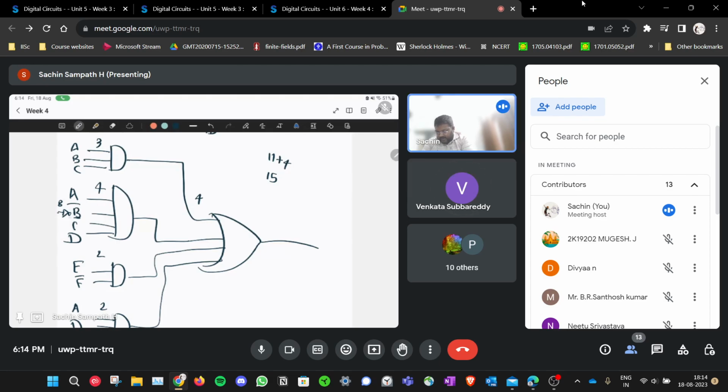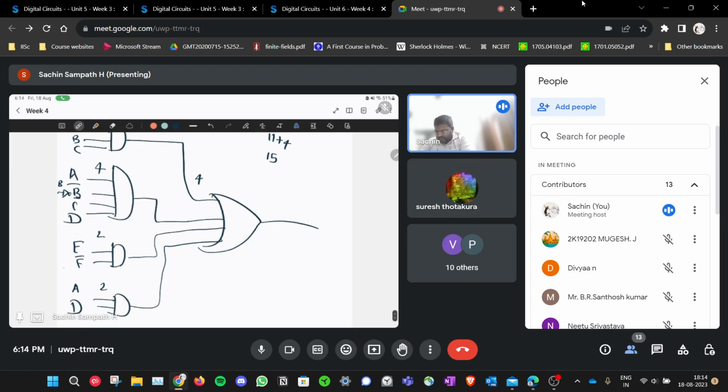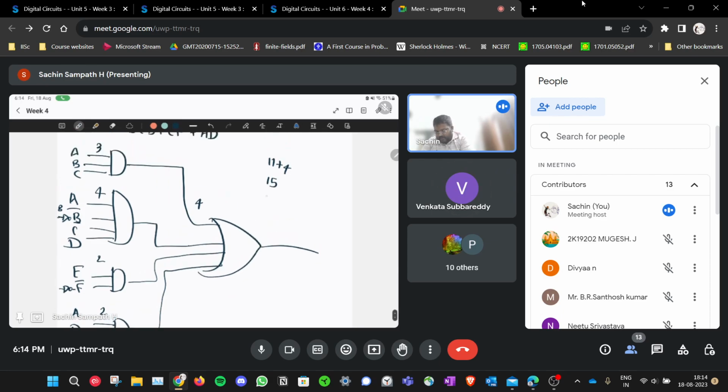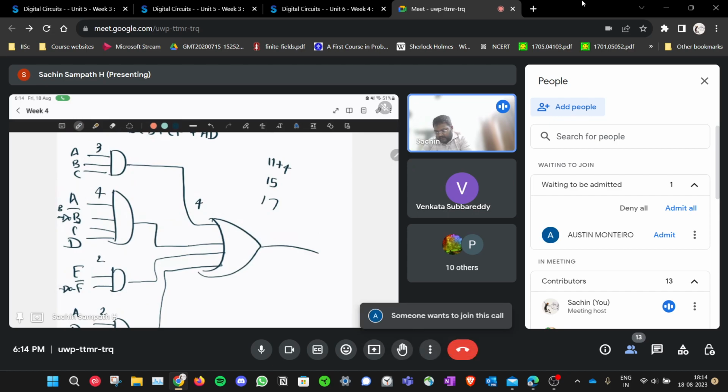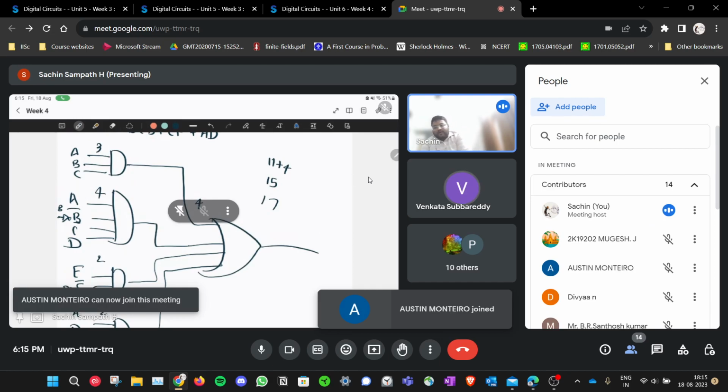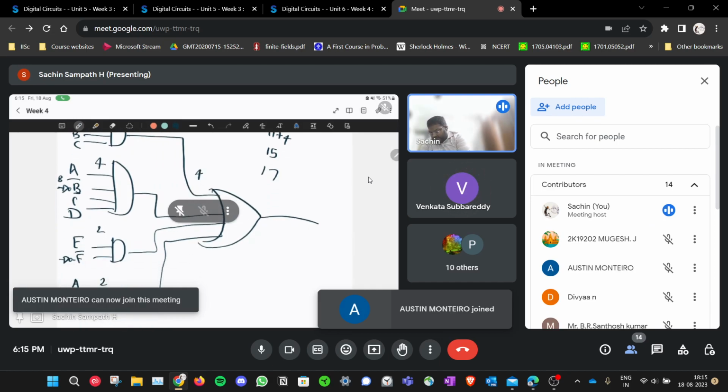Suppose this was not the case, then for B bar you would have to use one NOT gate, right? From B to B bar. And then from F to F bar, one more NOT gate would have been there. So there are two more input ports here. One input port with both the NOT gates. Then that answer would have been 17. Since they have told you that the complemented form of the input is already given, then you don't need to use a NOT gate. That's why the answer is 15.